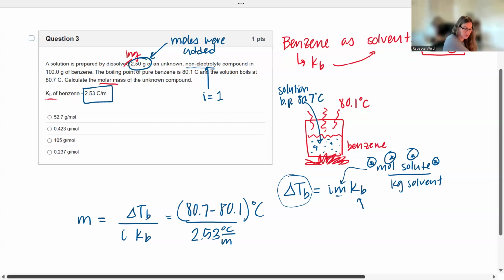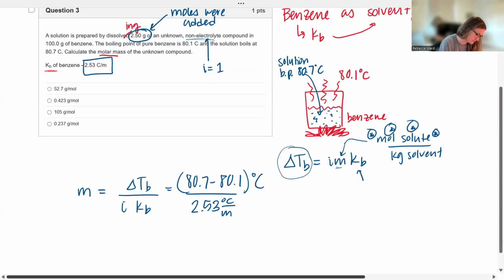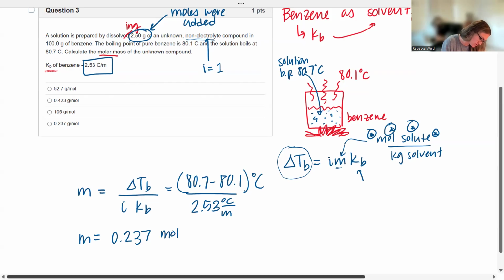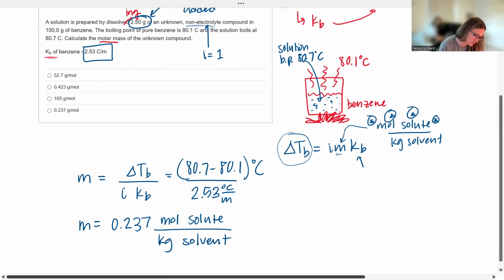So I'm going to have 0.6 divided by 2.53. The molality of this solution then was 0.237 moles of solute per kilogram of solvent. And we could be more specific here, just to remind ourselves, we know what the solvent is. It's benzene. All right, so that's the concentration of the solution.